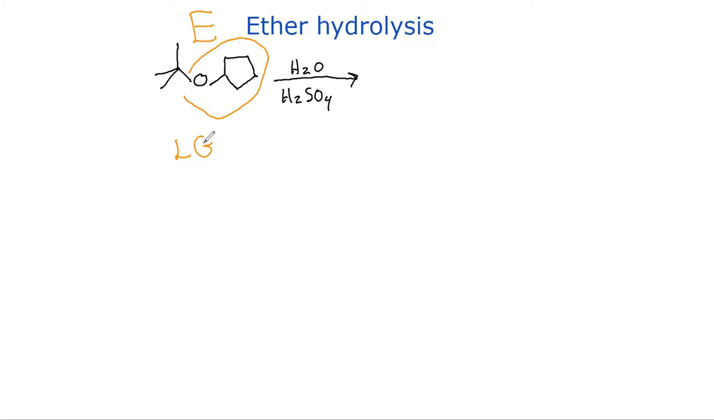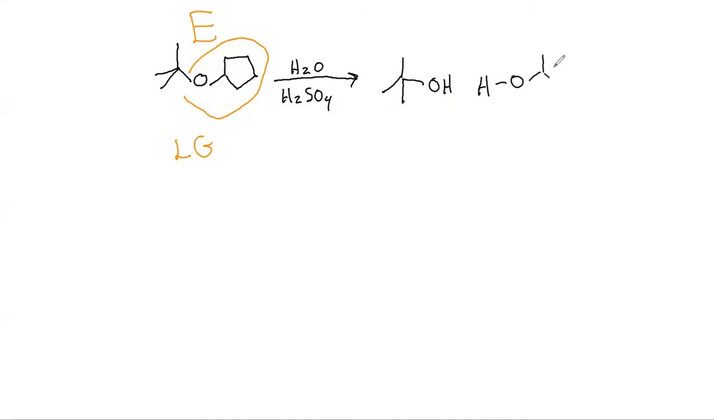See if you can take a moment, given what we've just said, to draw the alcohol products for this reaction. The products of this reaction will be tert-butyl alcohol as well as cyclopentanol.